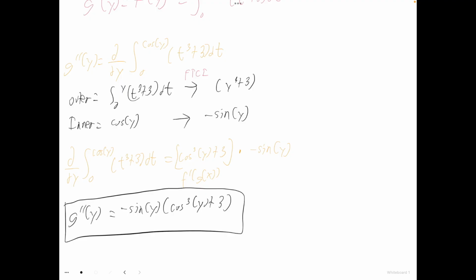And so hopefully this makes sense on the first part of the Fundamental Theorem of Calculus. We will talk about the second part of the Fundamental Theorem of Calculus next time.